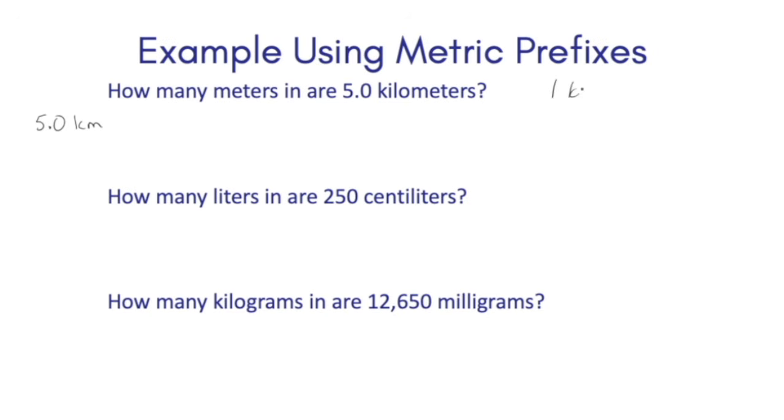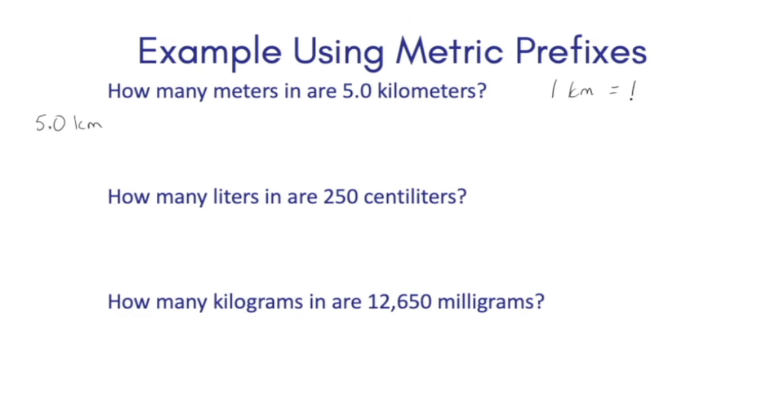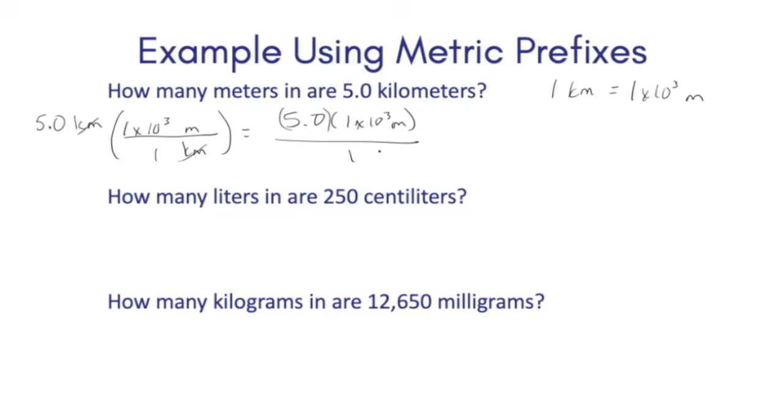I know that 1 kilometer equals, we'll go back to our chart, 1.0 times 10 to the third meters. Since I want to get rid of kilometers, I will write kilometers at the bottom and meters at the top. Now let's attach my numbers. I have 1 times 10 to the third at the top, 1 at the bottom. So we're going to multiply 5.0, kilometers cancel, times 1 times 10 to the third meters over 1, and this will give us meters as our final answer, 5,000 meters.